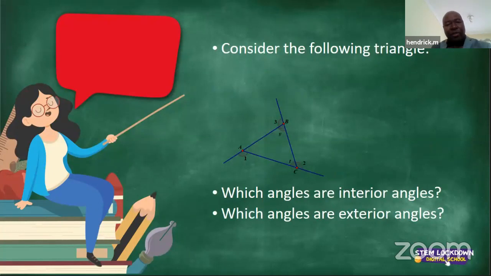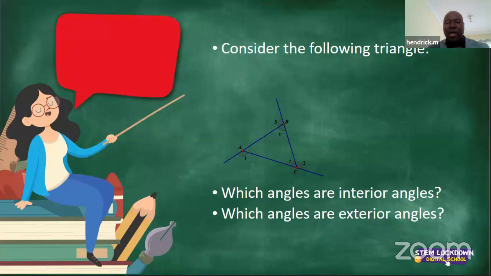Maybe let me start by posing a question. You can see that we have a triangle there, triangle ABC. It has some exterior angles and some interior angles. Now, I want you, learners, to give me the interior angles. Tell me which are those angles which are interior. Can someone tell me which angles are interior in this particular triangle? We have interior angles. We also have exterior angles.